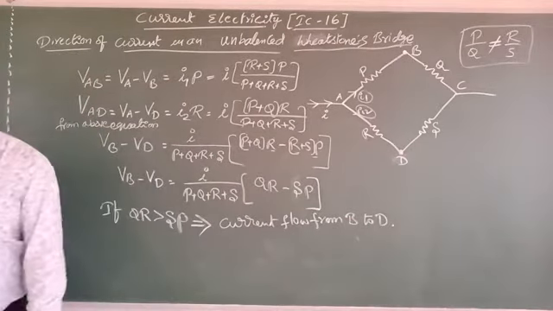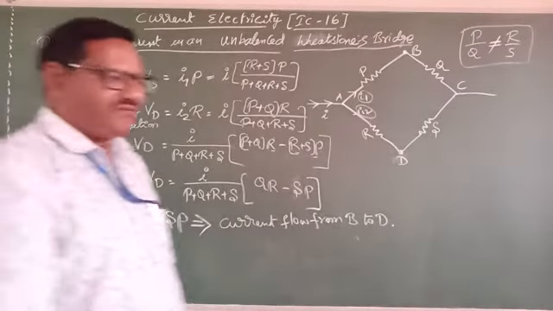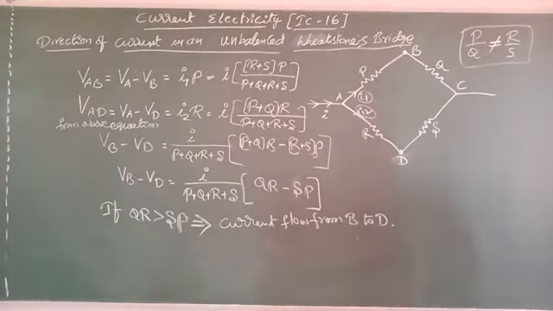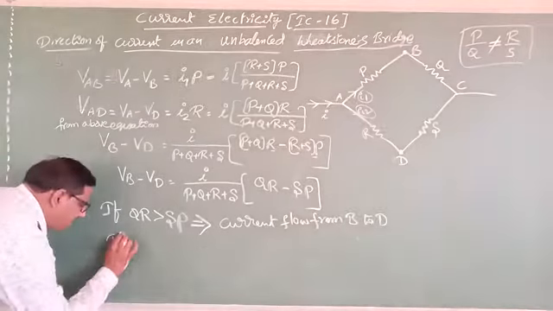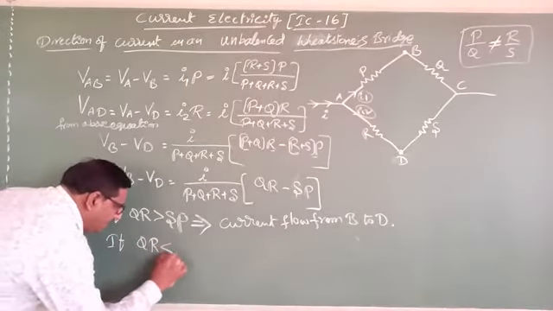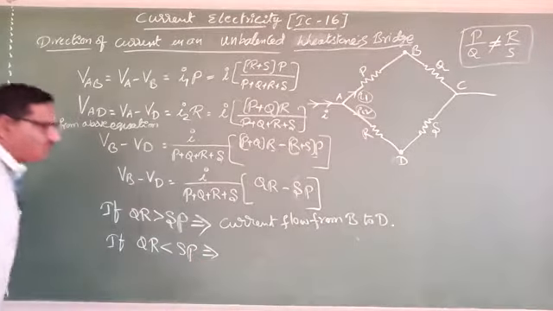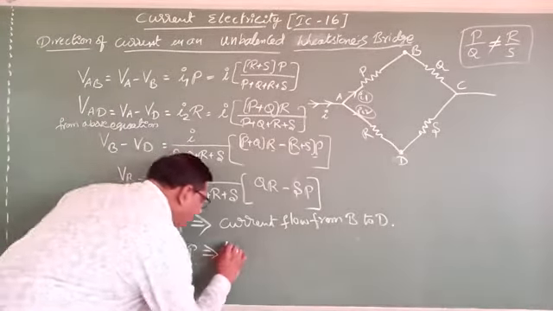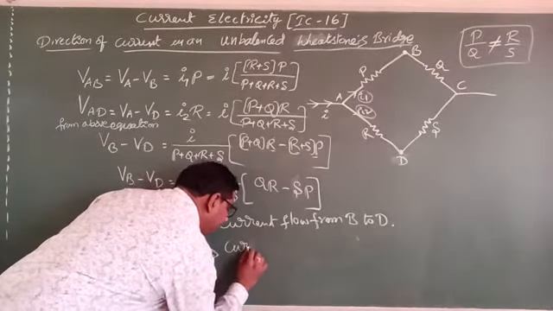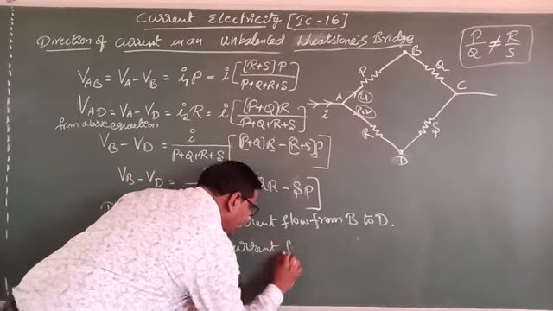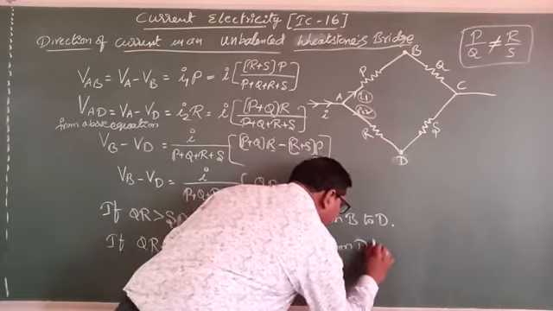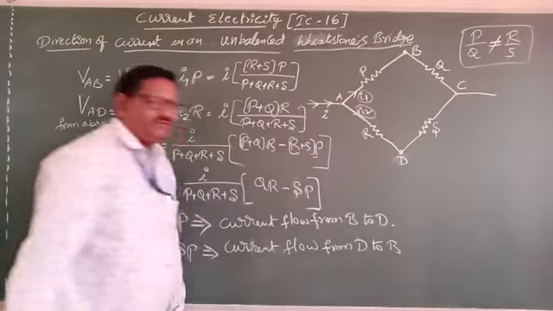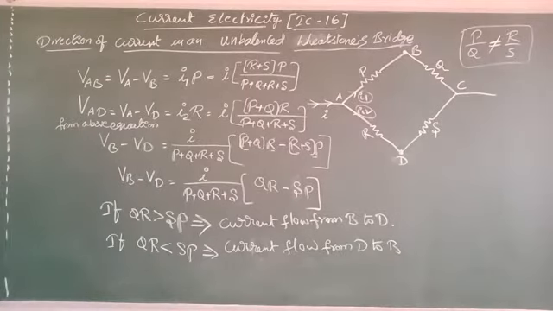Okay. Suppose if I want to take the reverse, that means if QR is less than SP, second condition. If QR is less than SP, now the SP value is more, then the current will flow from where to where? From D point to B point.